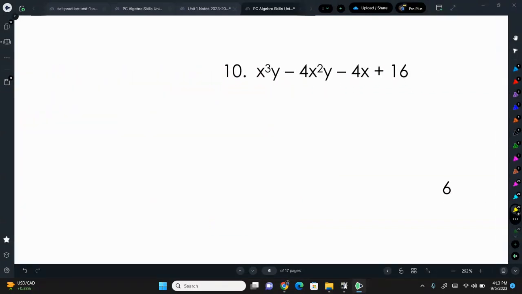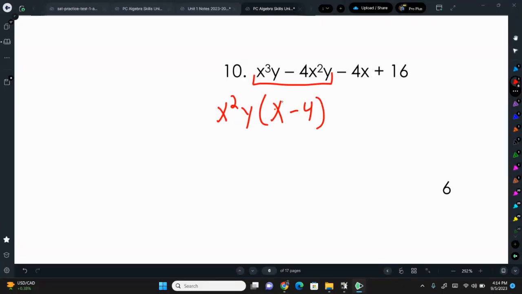All right, last problem here, number 10. We have 4 terms, so we're going to see if we can factor by grouping. These have an x squared in common and a y. So we're going to factor out an x squared y. And in the first term, we have an x left over. In the second term, we have 4 left over.